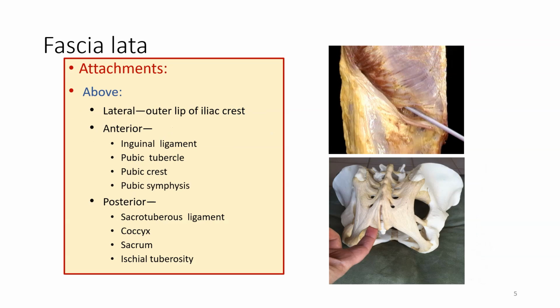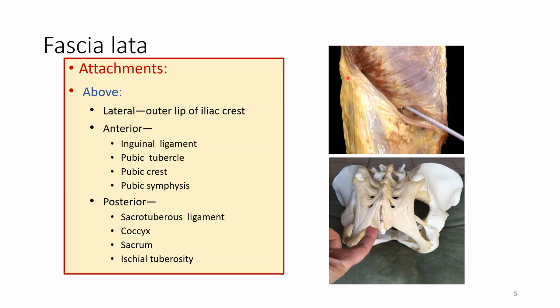Now let us see its attachments. Anteriorly, in the lateral part, it is attached to the outer lip of the iliac crest. Then when it comes anteriorly, it is attached to the lower margin of the inguinal ligament, and medially it extends towards the pubic tubercle, the pubic crest, and the pubic symphysis.